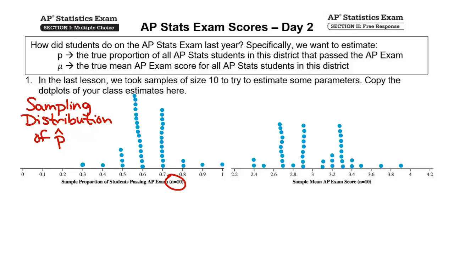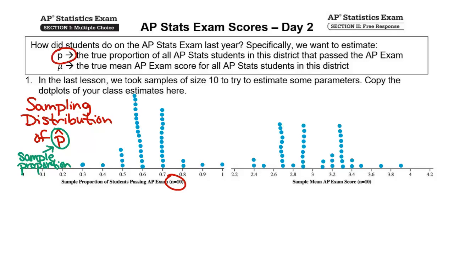What does p hat mean? The proportion from a single random sampling of 10 students, calculated from that sample. Yes. Guys, focus please. P hat is a sample proportion. So every single one of these dots is a different p hat. We use this sampling distribution to try to estimate p.